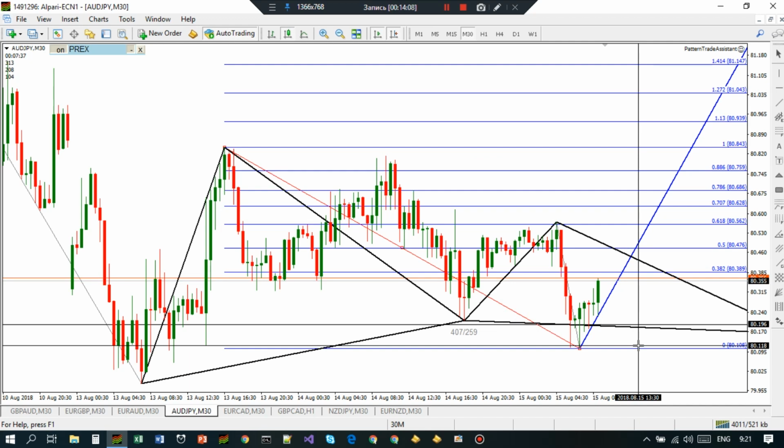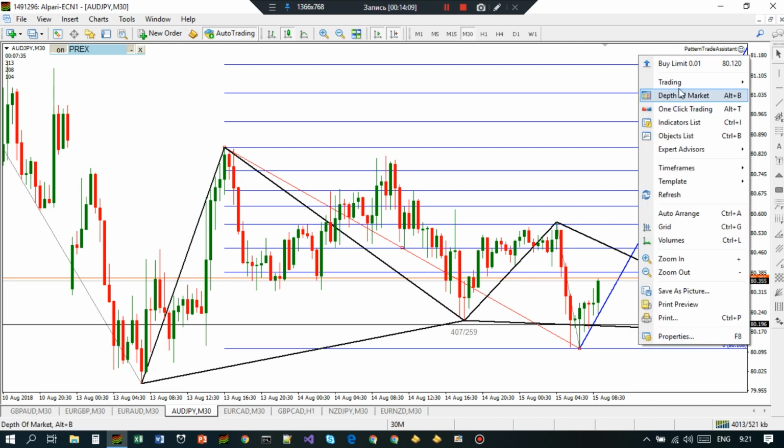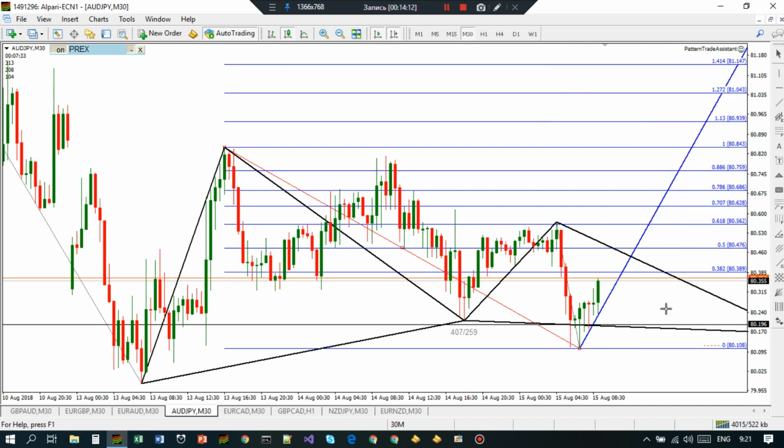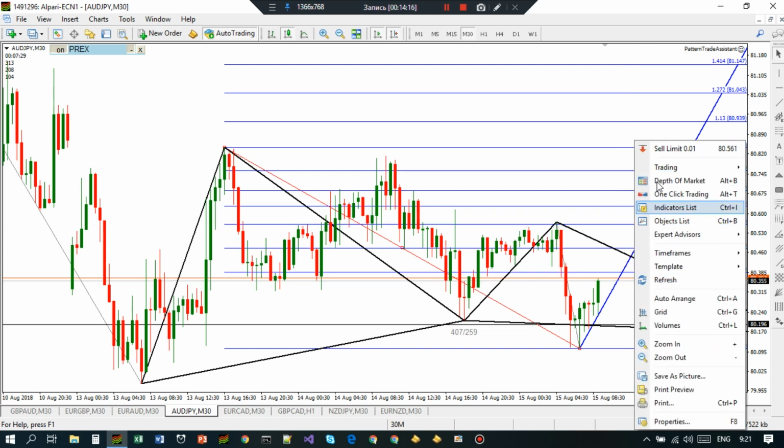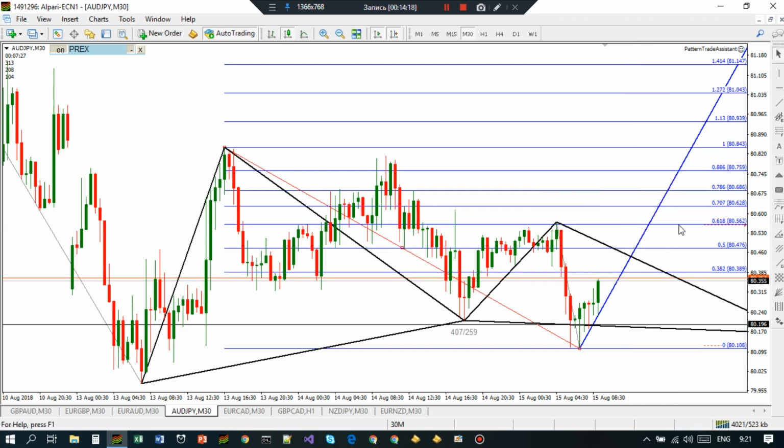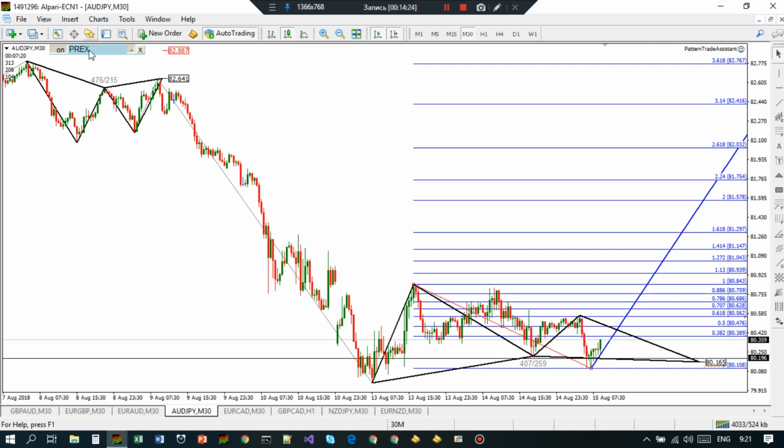Okay, so what I would do, I would place an alert here and another alert here. So if the upside alert works, then the pattern already hit targets and there is no re-entry to that. And if the downside alert hits, then the pattern is still tradable.